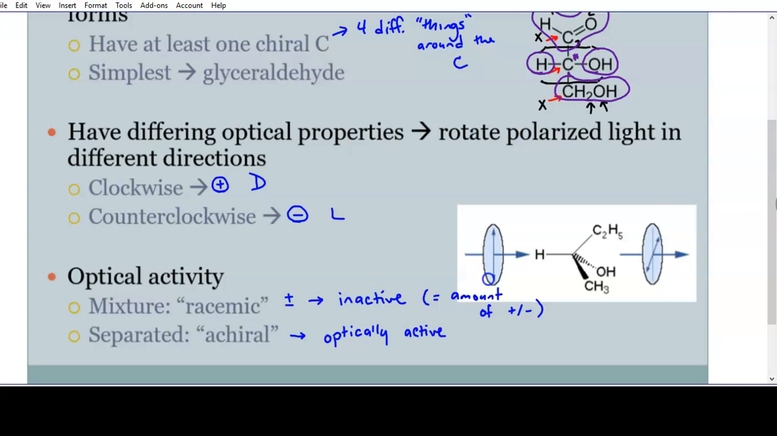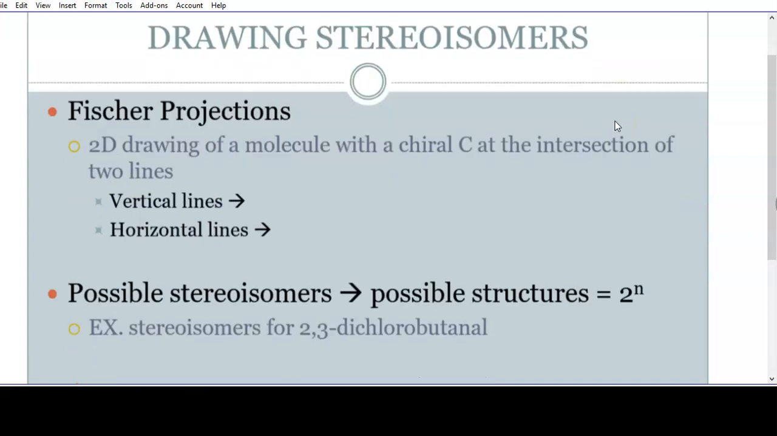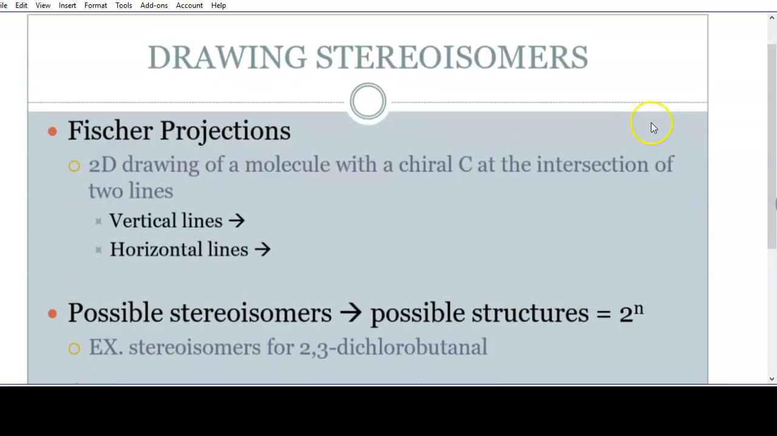Okay, on the next slide, we're going to talk about how to draw these stereoisomers appropriately. These drawings are called Fischer projections, developed by Fischer, obviously, hence the name. They are 2D models or 2D drawings, so flat drawings of a molecule with a chiral carbon. The chiral carbon is at the intersection of the two lines. So they don't usually show the carbon, similar to some of the images we've already seen.